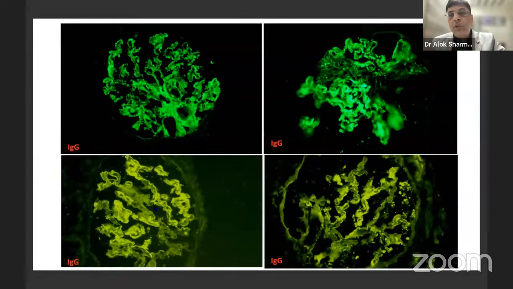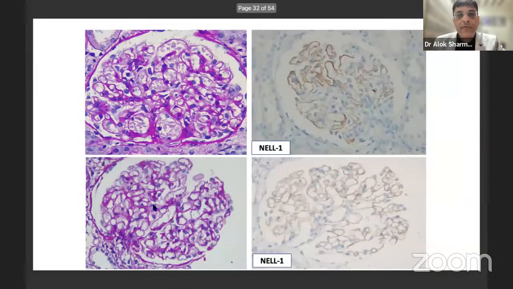And this is just to show you the patterns of staining. So you can have a diffuse staining to a very segmental staining. It's no different from other forms except probably thrombospondin in some cases, but this is more segmental in nature. So many cases of NEL1 positive GN show you a very segmental nature of staining of IgG in direct immunofluorescence.